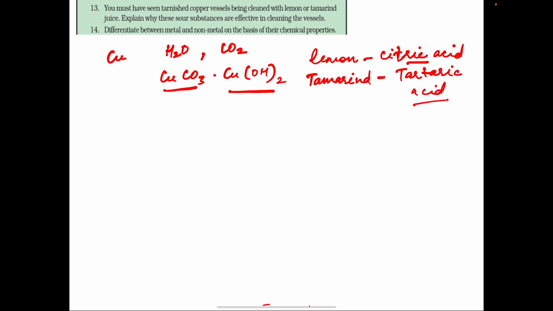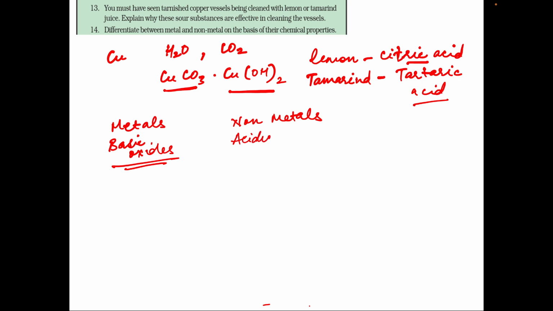Next question is, differentiate between metal and non-metal on the basis of their chemical properties. Now metals and non-metals. Usually what happens? Metals form basic oxides. What is the meaning of basic oxides? Means these oxides, when they are dissolved in water, they form bases. And non-metals form acidic oxides. Acidic oxides means when these oxides of non-metal are dissolved in water, they give acids.